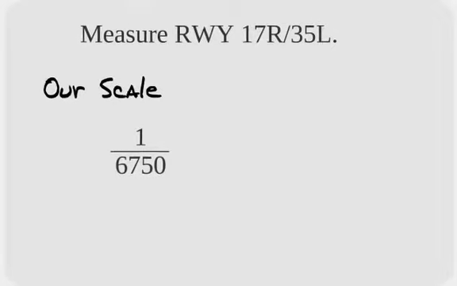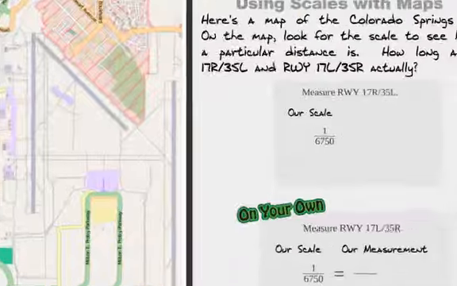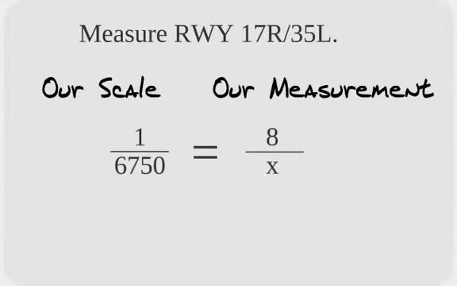So we have to figure out how many of those lengths are on the map. So this is your runway. So once you pause the video here, figure out about how many lengths there are from the top of that runway to the bottom of that runway. All right, did you get it measured? All right, well, I found that there was about 8 of them.